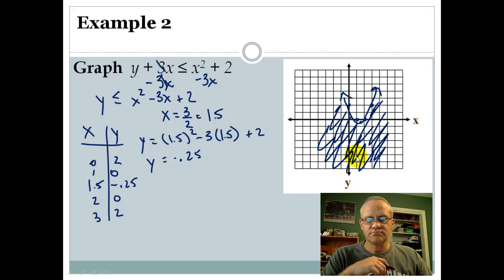So that's it. That's a quick overview. You got to see one here where your vertex was not in a good place and what you could do to plug it back in to find that, to finish graphing that. So just remember, graph the parabola. Then determine if it's solid or dotted, and then shade up or shade down.